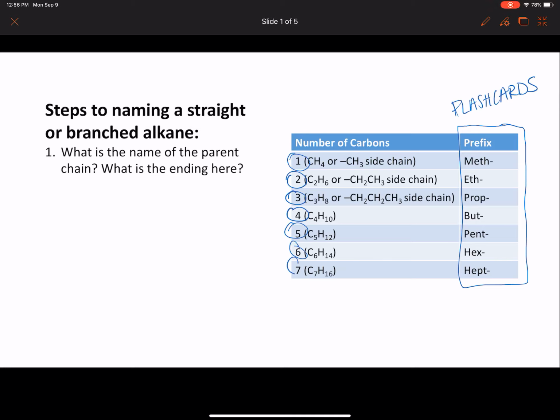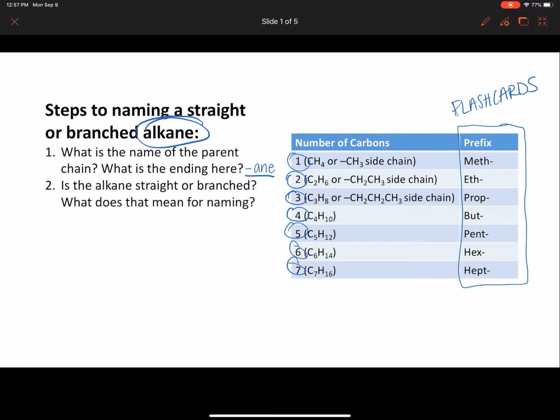I've given you the short formula, which as we talked about is neither here nor there when you get longer, because we can have branched things. The ending here is going to be ane because we're talking about only carbons and hydrogens and only single bonds, or alkanes. So ane is our preferred ending here. The last thing we should hear is ane in our name.